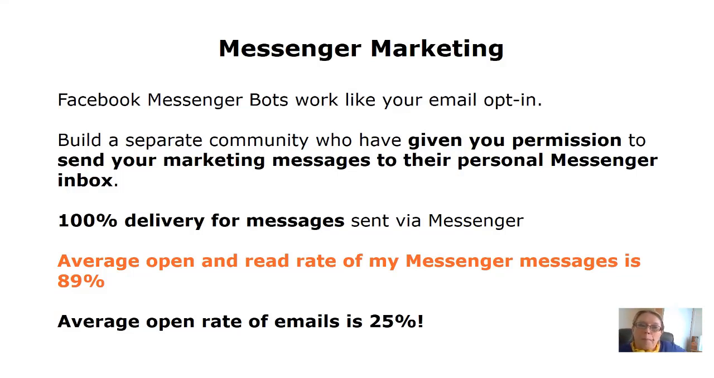Now, messenger messages have a 100% delivery rate, and I cannot remember when we last had a 100% delivery rate on an email, ever. You always get emails that don't get through. Either they bounce, or people say I never got it. The average open and read rate of my messenger marketing is 89%. Yet the average open rate of emails is 25%. And you'll know this. You'll know how many emails in your inbox you actively open and read. It's not 100%, is it?